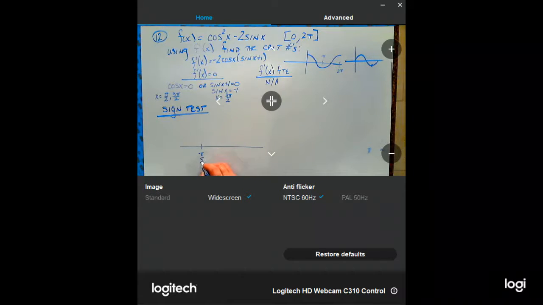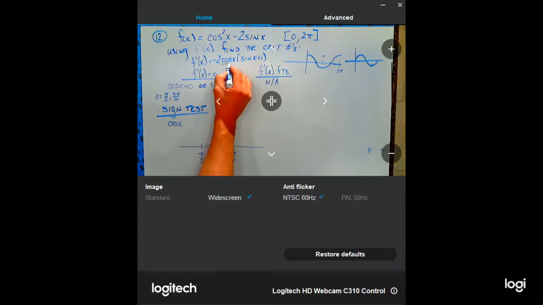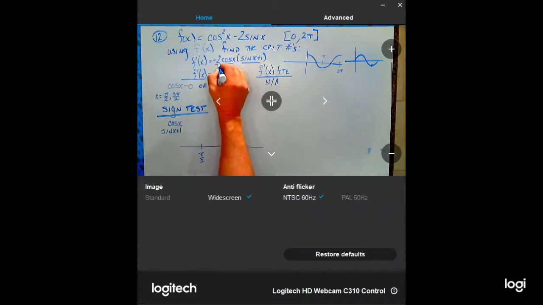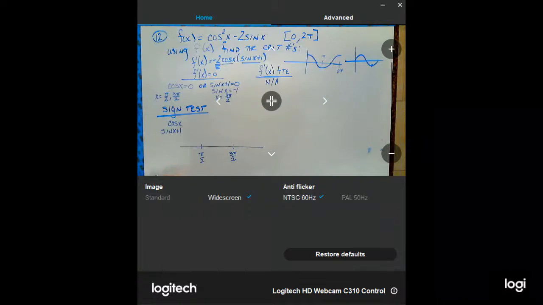One critical number is pi over 2. The other critical number is 3 pi over 2. And what was the hiccup I was talking about? Well, if we're not careful, when we write our factors down, we come over here and put down cosine x. That's clearly one of our factors. We write down sine x plus 1. That's another factor. But let's make sure we don't forget this factor: negative 2 is one of the factors.